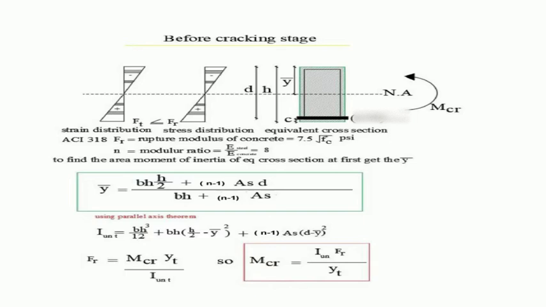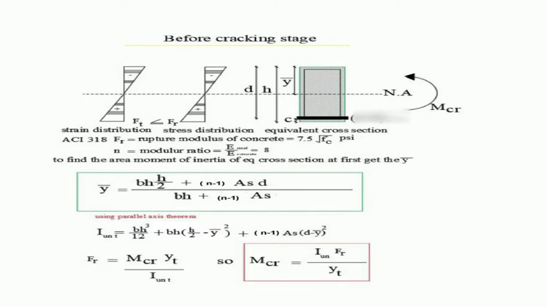In this case we neglect the area moment of inertia of the bars about the centroid of the bar because it's very small. Okay guys, then we have to calculate the MCR as stress equals My divided by I. So FR equals MCR times YT divided by I uncracked, where FR is the rupture modulus of concrete, YT is the distance from the neutral axis to the extreme fiber on the tension side, and I uncracked is what we calculated. MCR equals I uncracked times FR divided by YT. The rupture modulus of concrete equals 7.5 square root of FC prime, where we substitute FC prime in psi.